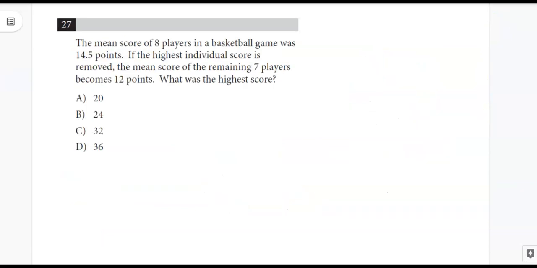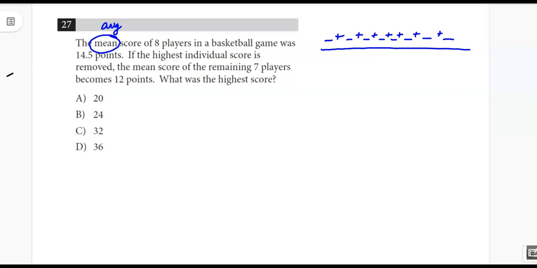Number 27, looks like we got a statistics problem, averages. So the mean score, remember the mean basically is just the average. You add up how many you have and divide by that number. So the mean score of 8 players in a basketball game was 14.5 points. So let's think about this. You're adding up 1, 2, 3, 4, 5, 6, 7, 8, so you're adding up 8 people's scores, and you divide by 8, and the average would come out to be 14.5.